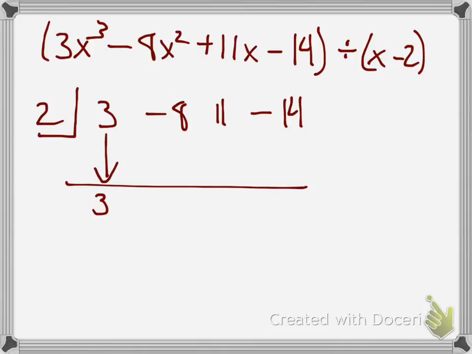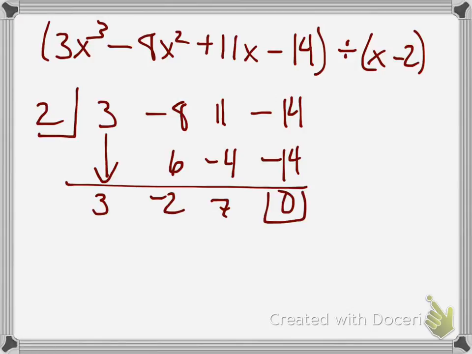So bring down 3. 3 times 2 is 6. Negative 8 plus 6 is negative 2. Negative 2 times 2 is negative 4. 11 minus 4 is 7. 7 times 2 is positive 14. Yeah, I probably should have put positive 14. I don't know exactly why I didn't put positive 14, but there you go. And then negative 14 plus 14 is 0.